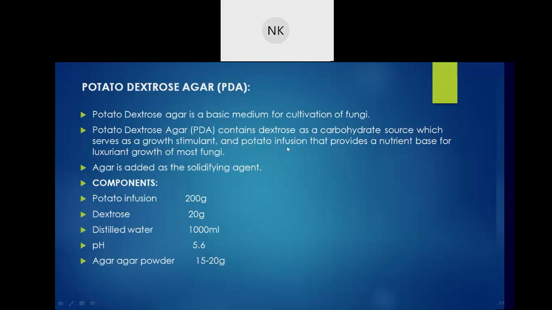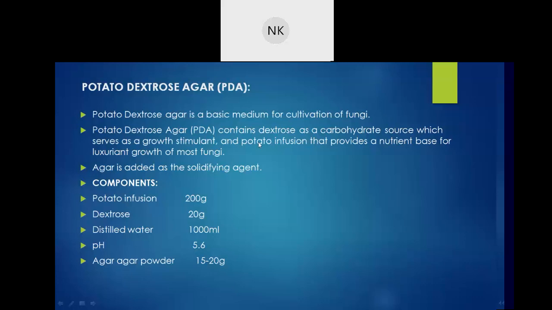The infusion or the preparation process of potato is that you can make the potato into slices. Take some amount of water, put the slices in the water and boil it for some time, and then you can take a muslin cloth or cheese cloth and filter it. So the filtrate that is obtained is what is used, not the pieces or the slices of the potato, but that is the infusion. Okay, so what is the purpose of this potato infusion?